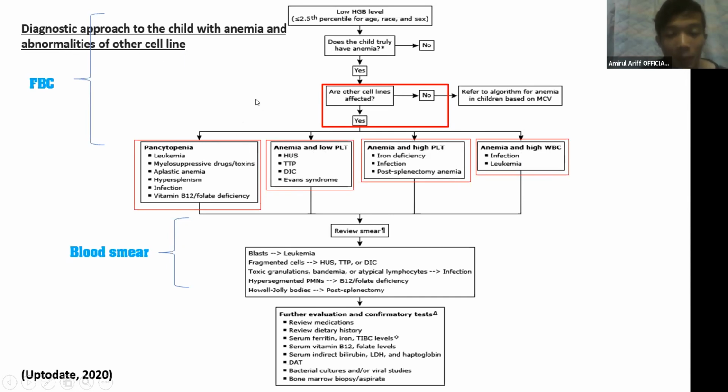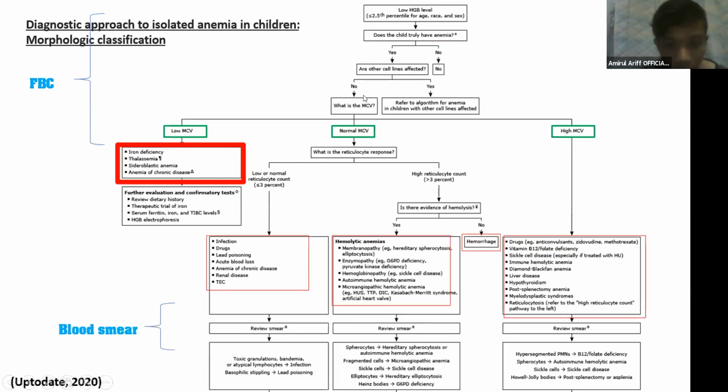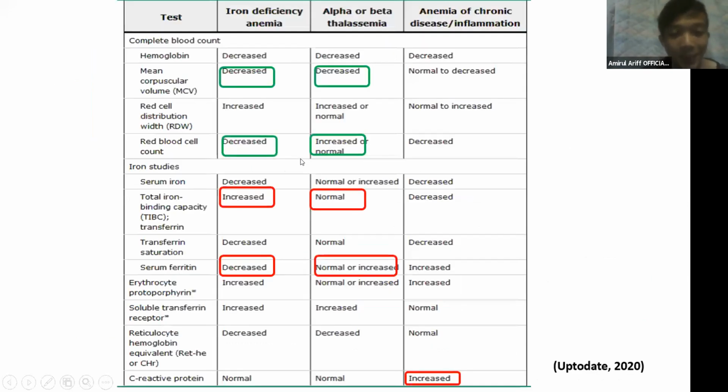I will not talk in detail about this, but I will focus on the isolated anemia, which is anemia that does not affect the other cell lines in the algorithm just now. So let's talk about that. For example, the patient comes to you, you check everything, no other cell line is affected, and the patient presents with low MCV from the full blood count. So these are the causes: iron deficiency, thalassemia, or anemia of chronic disease. From this, you need to know how to differentiate between these causes based on the investigation results.